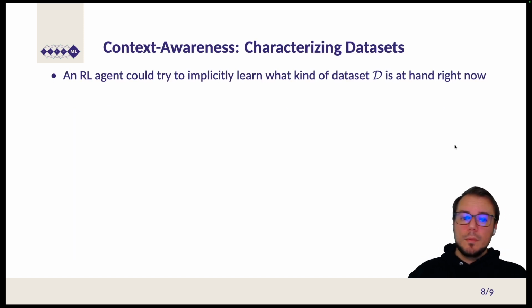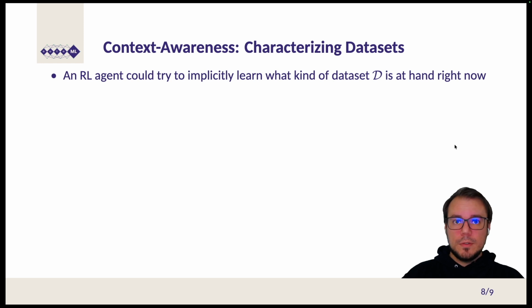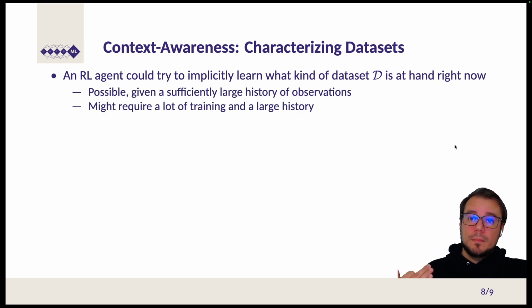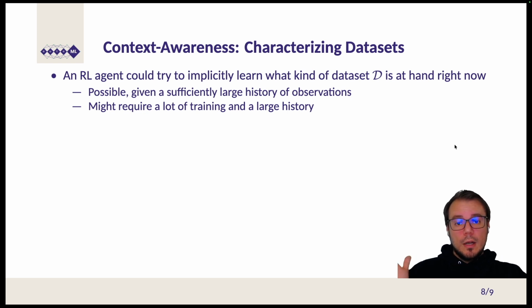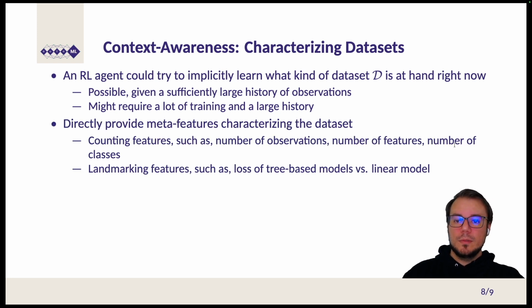We have already discussed a little bit about context awareness for our policy to learn more adaptable behavior. And one thing that we could do is let the agent implicitly learn what kind of dataset it is actually dealing with right now. That is possible if you have a very large history of observations, because then you can see how different your traversal through a state space might be. But these histories require potentially much more training if you have a large history. So while it is possible, it's not necessarily advisable.